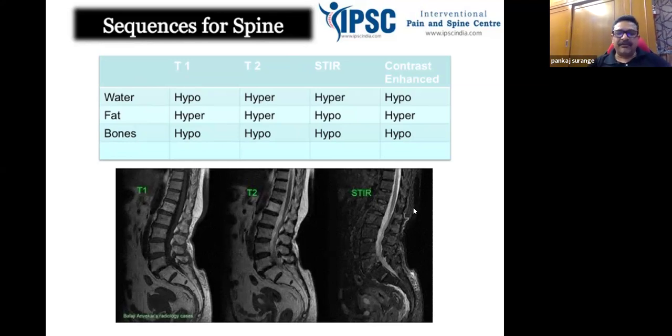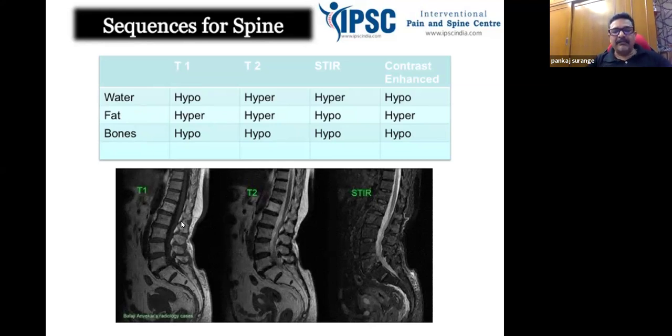Now look at these sequences over here. These are axial sections. Now go from posterior. This is skin over here. Subcutaneous fat: on T1, fat is white; on T2, fat is white. Go anteriorly: interspinous ligaments, spinous process, they are dark on both T1 and T2. Fat will fall into the other category, white on both T1 and T2.